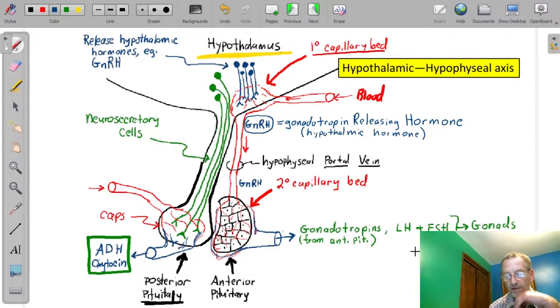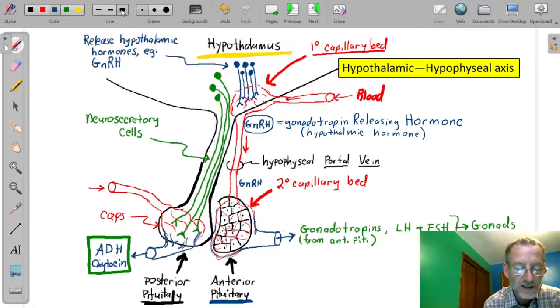And it travels to the anterior pituitary, which is shown at the bottom right. And it's carried through a blood vessel to a second capillary bed. And you remember that a portal vein is a vein that connects two different beds of capillaries. So this is our hypophyseal portal vein. It connects the primary capillary plexus to the secondary capillary plexus or bed.